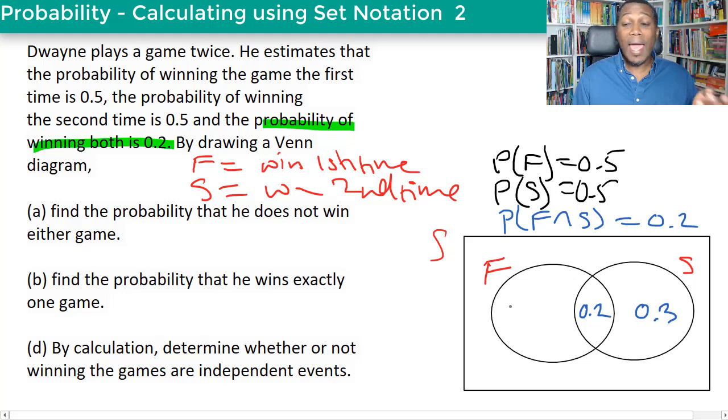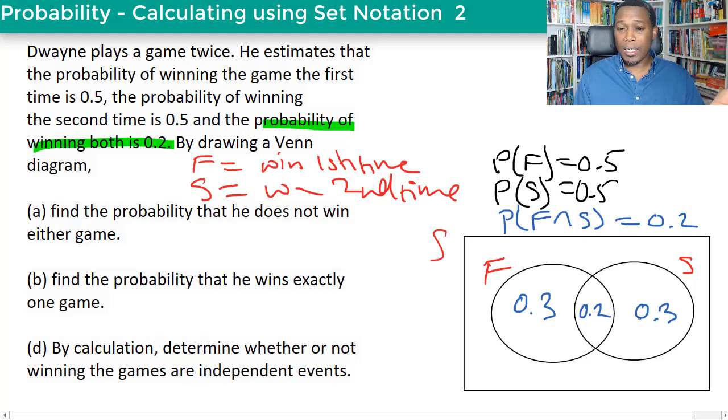And similarly, for F, I'll also have to use 0.3 because the probability of F is the same as the probability of S. And we can see we have achieved our goal of having the chance of winning the first time as 0.5, the chance of winning the second time as 0.5, and the chance of winning the first and the second time as 0.2. And then the final bit to finish a Venn diagram is remembering that all the probabilities have to add up to 1. If all the probabilities have to add up to 1, what do I have at the moment?